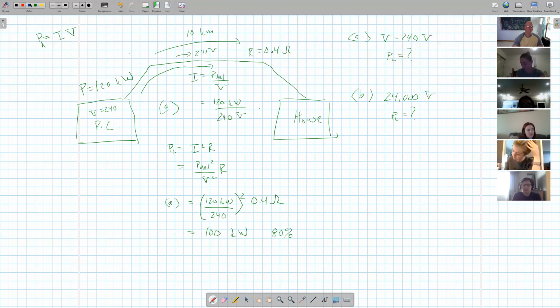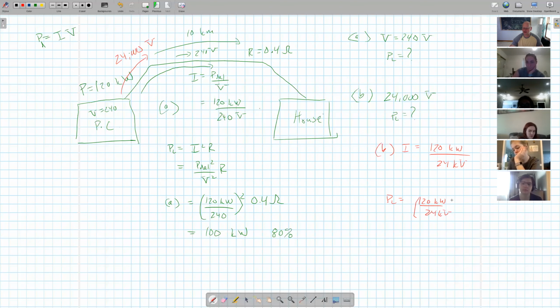Now let's look at part B. For part B, your power company is still making 240 volts, but it's going to increase the amount of voltage it puts through the wire to 24,000 volts. In this case, the current is equal to 120 kilowatts divided by 24 kilovolts, which is a much, much smaller current, which means the power loss is going to be much smaller.